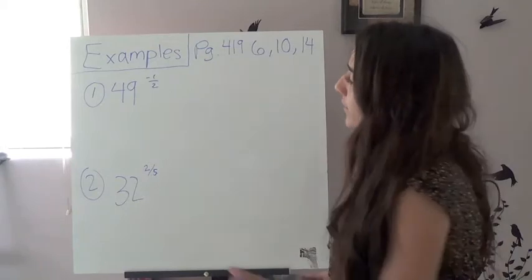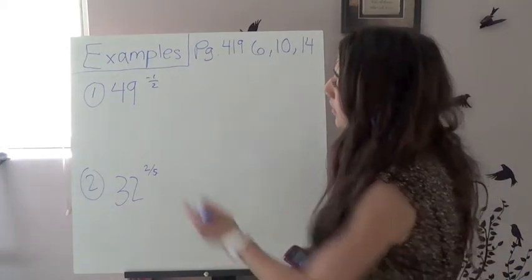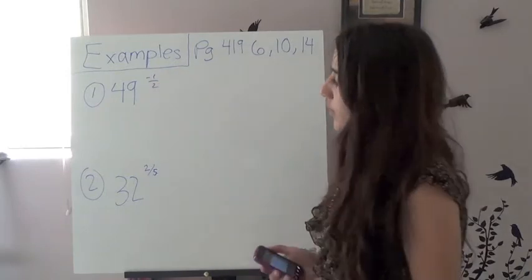If you look in your textbook and go to page 419, do numbers 6, 10, and 14 for your notes. Okay, so in our first example, we have 49 to the negative 1 over 2, to the negative 1/2.